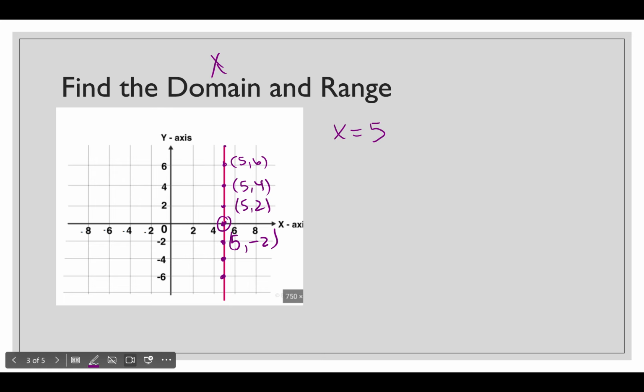For your range, I'm just going to assume that this line is going forever in each direction. If this is going on forever, we'll always be able to get a Y value. And if we're going on forever in this direction, we'll always be able to get a Y value. So Y is not limited. Y belongs to all real numbers. It can be anything. That's always the case with a vertical line: X will just equal the value, and Y can be anything.